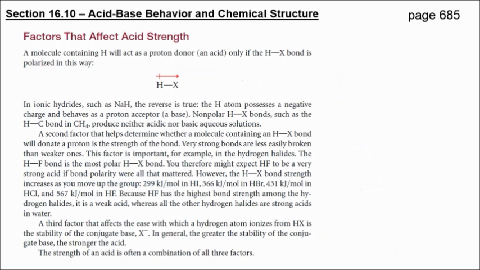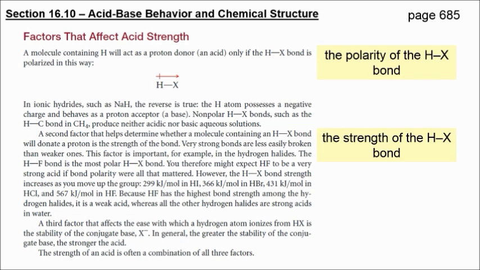So, these factors affect acid strength. In summary, we have to look at the polarity of the HX bond, we have to look at the strength of the HX bond, and we have to look at the stability of the conjugate base X-. So all three of these factors can contribute to the strength of an acid.